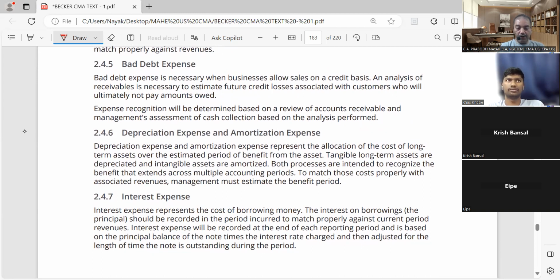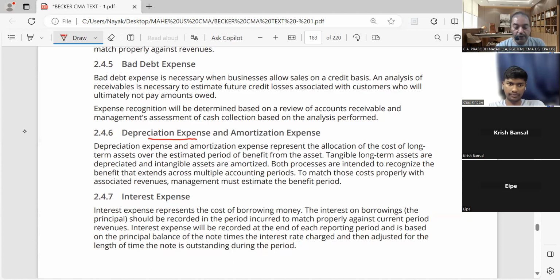Depreciation expense and amortization expense. Normally, depreciation expense is a part and parcel of cost of goods sold. Okay. So depreciation expense and amortization expense represent the allocation of the cost of long-term assets over the estimated period of benefits. Tangible long-term assets are depreciated, intangible assets are amortized. Both the processes are intended to recognize the benefit that extends across multiple accounting periods.